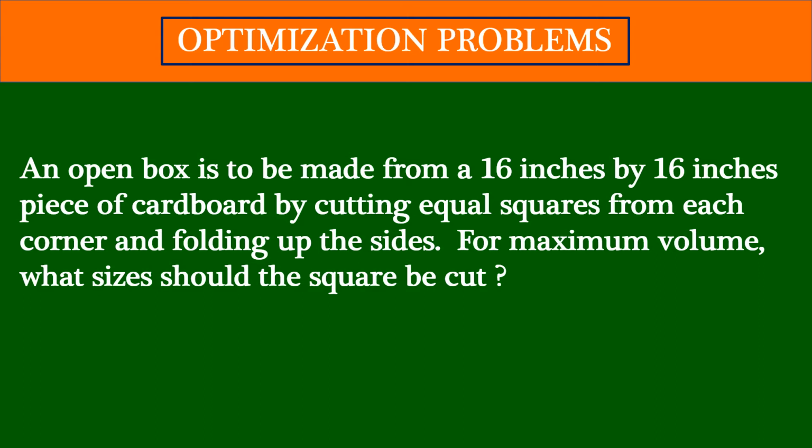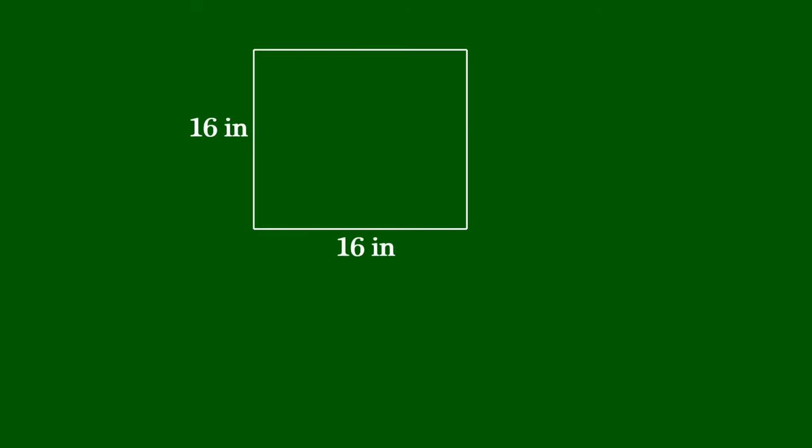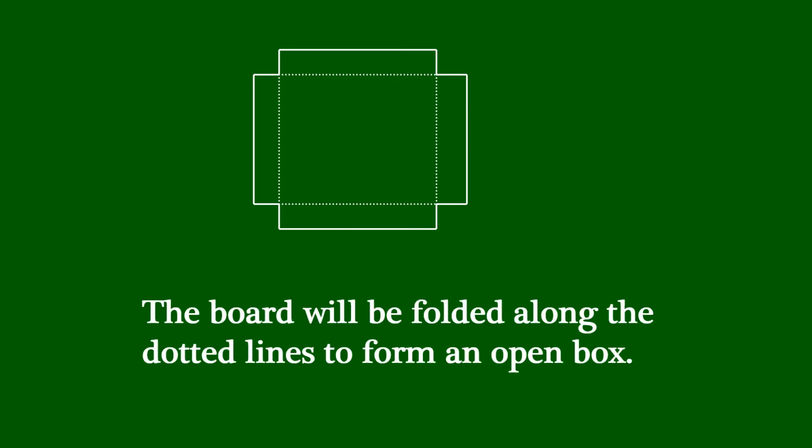So we are being given a square made of cardboard, and we are going to cut squares also from each of the four corners. And after cutting those squares from each corner, we are going to fold the sides in order to make a box. So here's an illustration. We have a square 16 inches by 16 inches. We are going to cut small squares in each of the four corners. Once we remove these squares, we are going to fold along the dotted lines. And once we do that, we will have an open box.